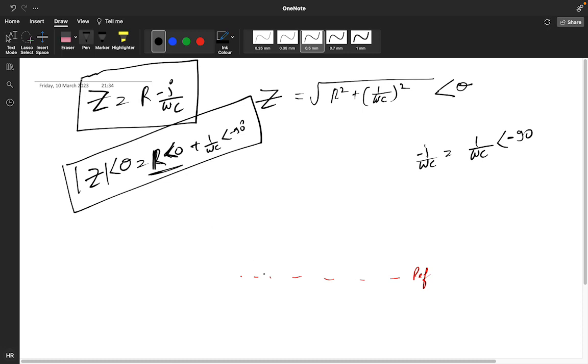With respect to the reference, R will be here only, at an angle of 0 degrees. So with reference it will not move. It will stick on that reference point.